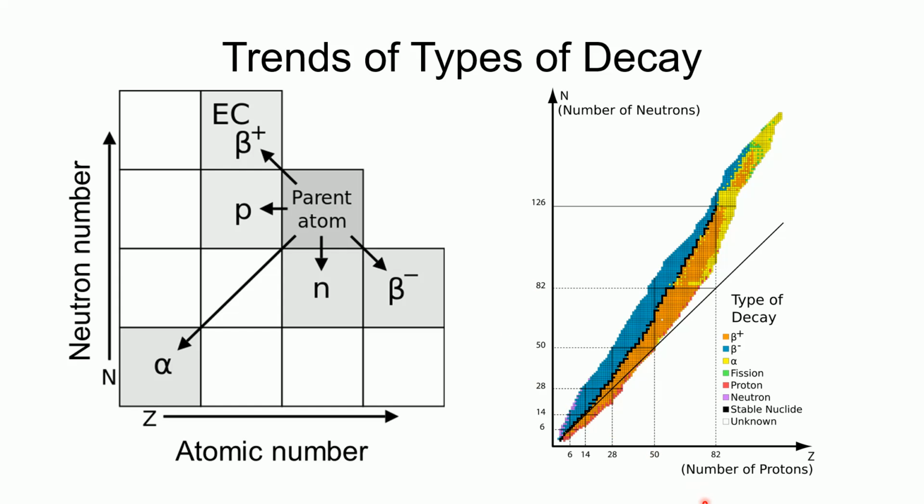Just as an example, element 50 is the element tin. Tin has 10 stable isotopes, so you'll see there's a lot of black dots there right in a row for tin. Let's see, 82 here going across, 82 neutrons. You'll see there's quite a few stable isotopes, or quite a few elements that have 82 neutrons in them. So that is kind of interesting. Okay.